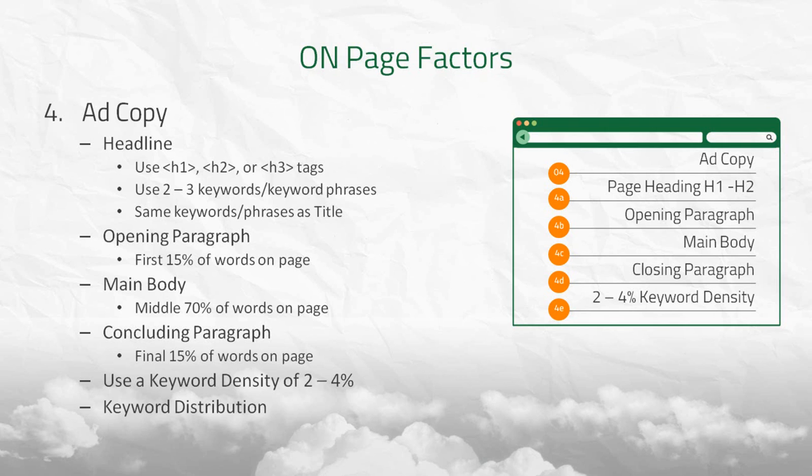Okay, and then also keyword distribution. You just want to make sure that the keywords aren't only found in the opening paragraph or the main body. You want to make sure they're found throughout the entire thing, so they're evenly spread out and scattered throughout. That's important to make sure that you do. So that's ad copy. That's how you make the content on your site optimized for the search engines to come in and see what's going on.